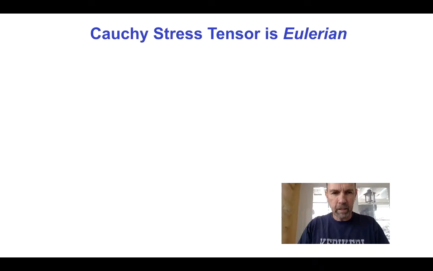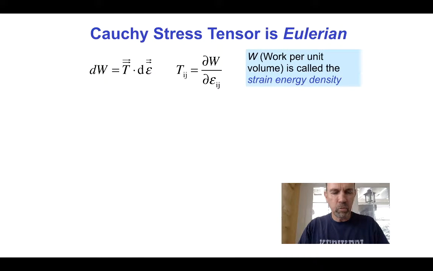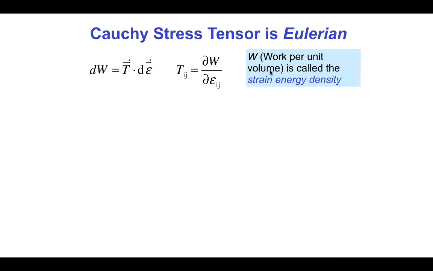Welcome back to Biomechanics. Recall that last time we used the increment of work dW done by the stress T in producing an increment of strain d epsilon to derive a new form of the constitutive law for elasticity, in which the stress components Tij are computed from the partial derivatives of W with respect to the strain components, where W, the work per unit volume, is known as the strain energy density or strain energy function.